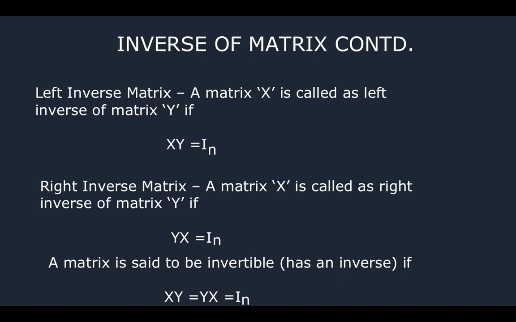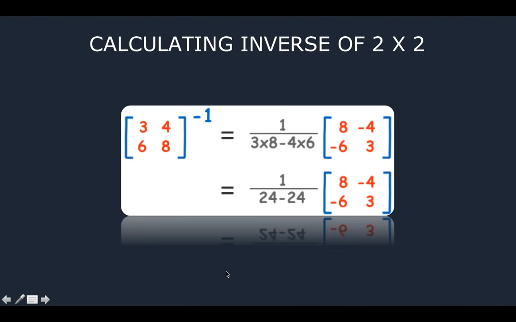Now, inverse of a matrix actually has two kinds: left inverse matrix and right inverse matrix. It's self-explanatory. When you say left inverse matrix, if y is your original matrix and x is the inverse of y, if it's on the left hand side, then it's called a left inverse matrix. If it's on the right hand side, it's called a right inverse matrix. So x is the inverse of y in this case, and it's on the right hand side, so it's a right inverse matrix. A matrix is invertible if it has an inverse. So it can be left invertible or right invertible. It's said to be an invertible matrix.